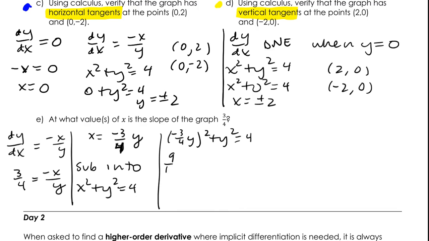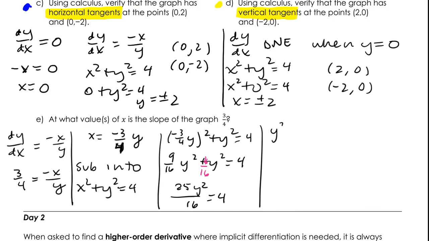So now we're going to have 9/16 y squared plus y squared equals 4. If we get a common denominator, can you guys think of this having a 16 over 16? So now we have 25y squared over 16 equals 4. Almost done. For y squared, let's take 4 and multiply by the reciprocal. So now y squared is 64 over 25. Take the square root, we get plus or minus 8/5.